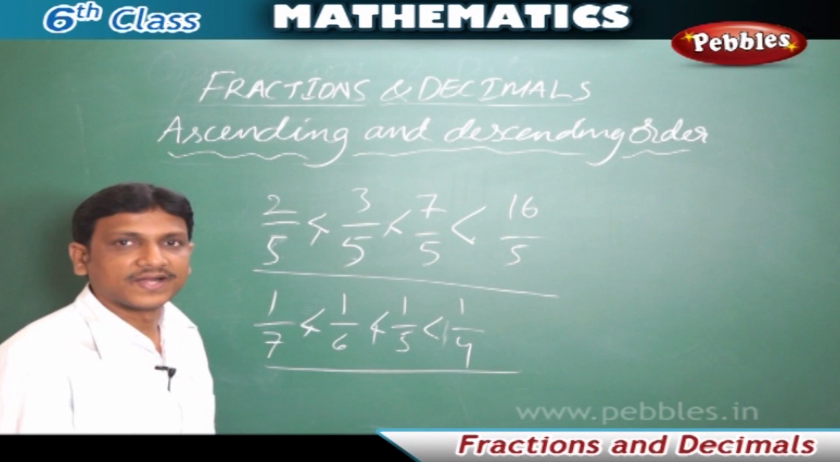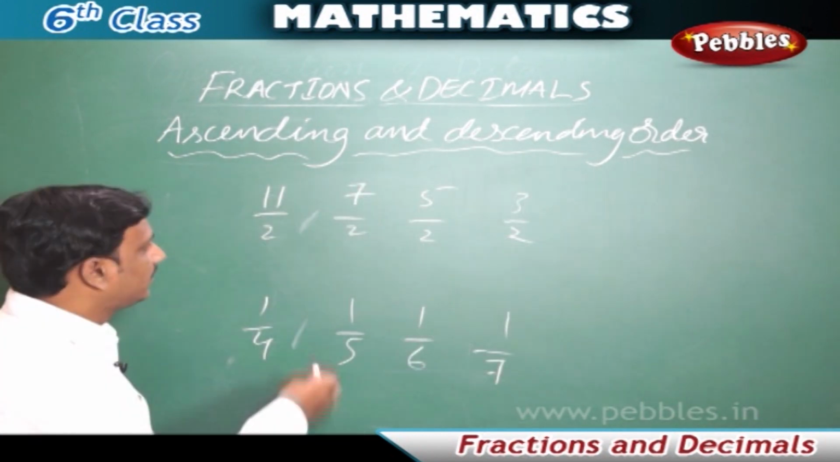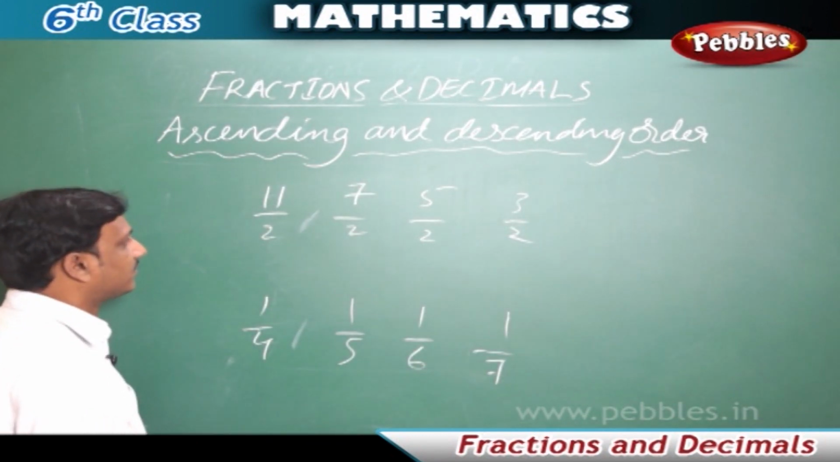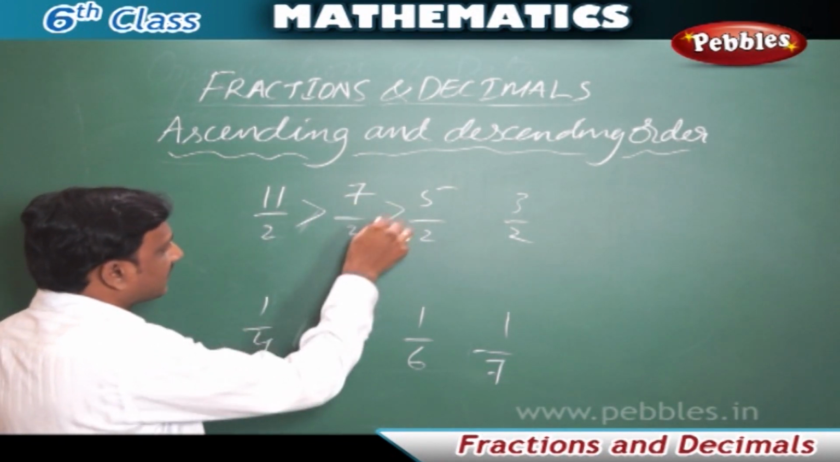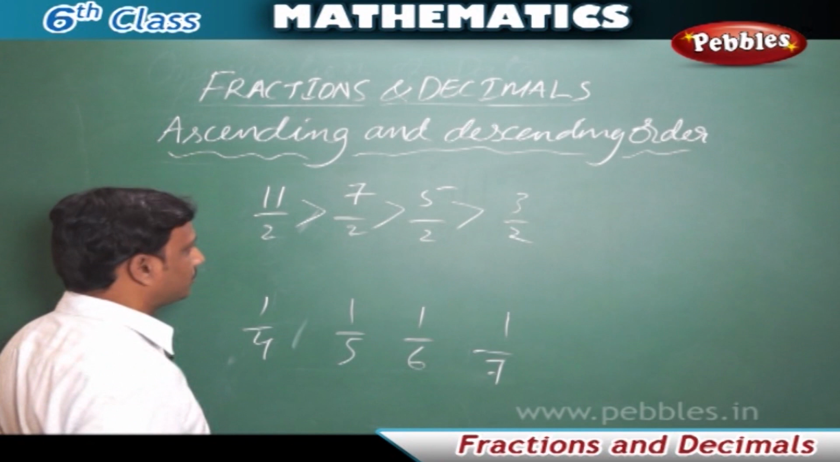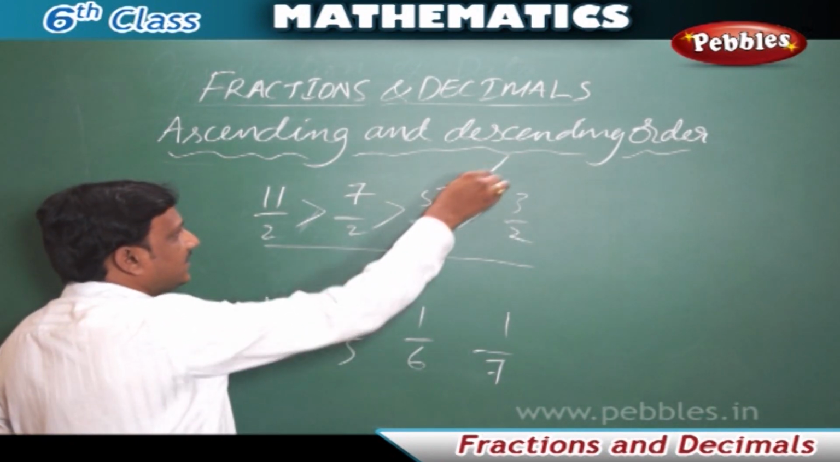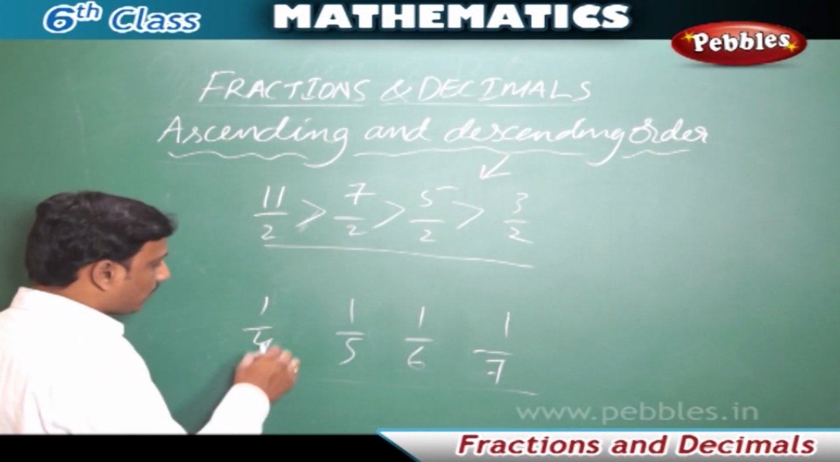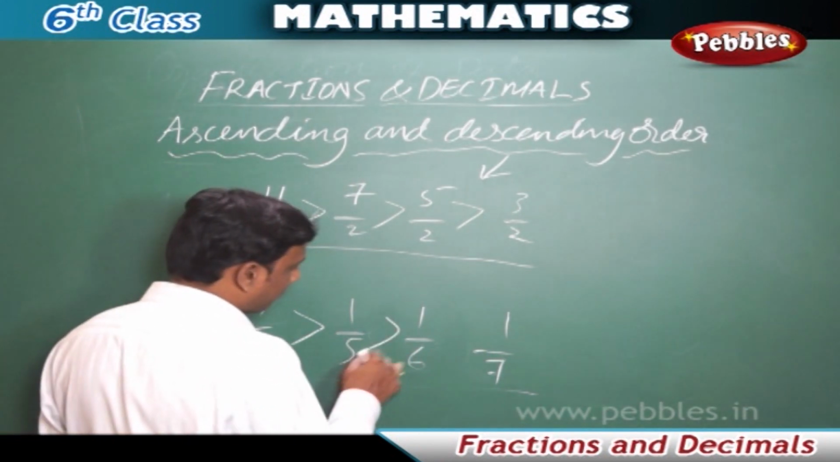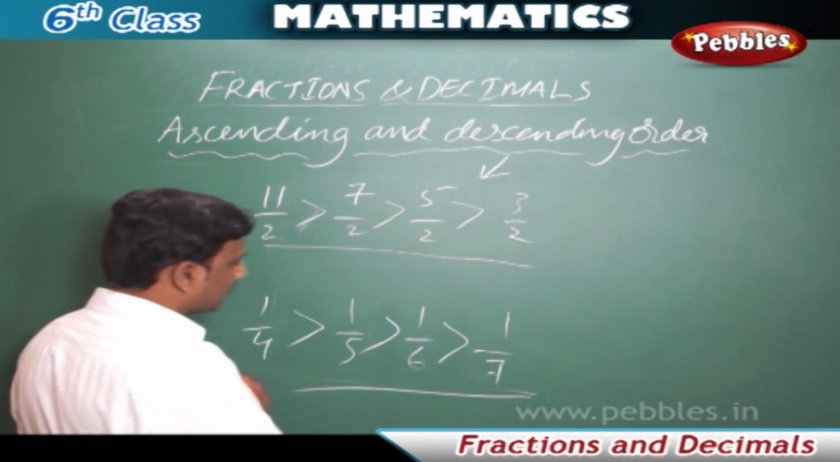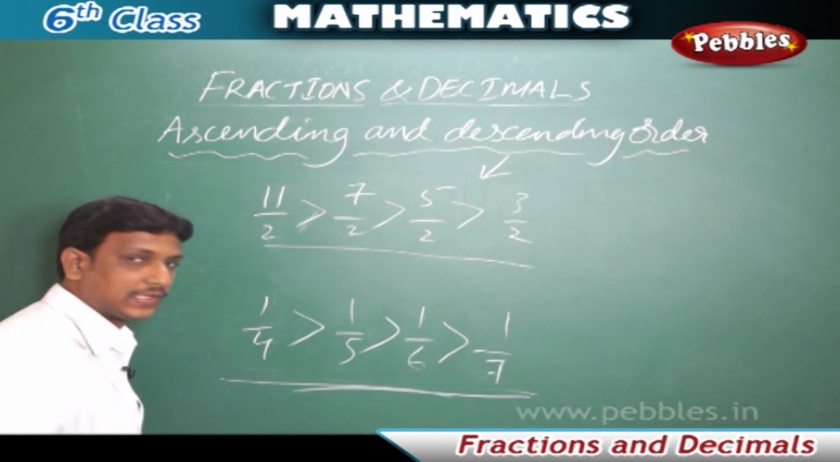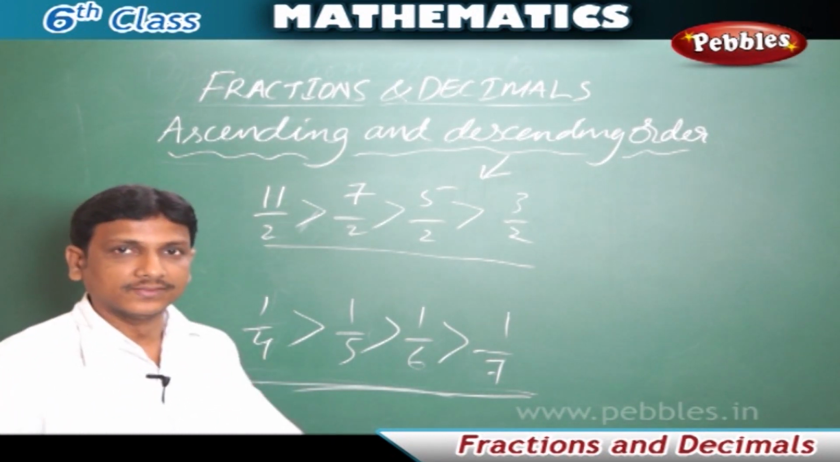Now let us see some fractions in descending order. Here are some fractions which are in descending order. 11/2 is greater than 7/2, which is greater than 5/2, which is greater than 3/2. So this is in descending order. In the same way, 1/4 is greater than 1/5, which is greater than 1/6, which is greater than 1/7. So these fractions are also in descending order.